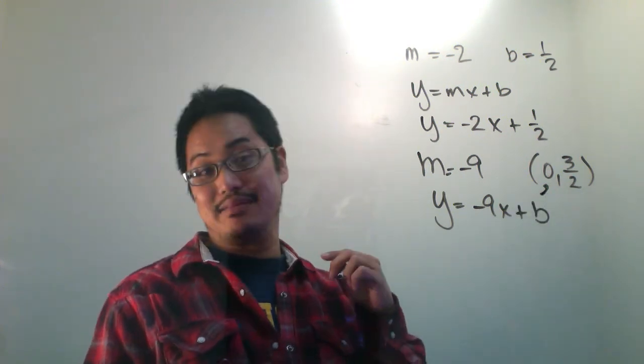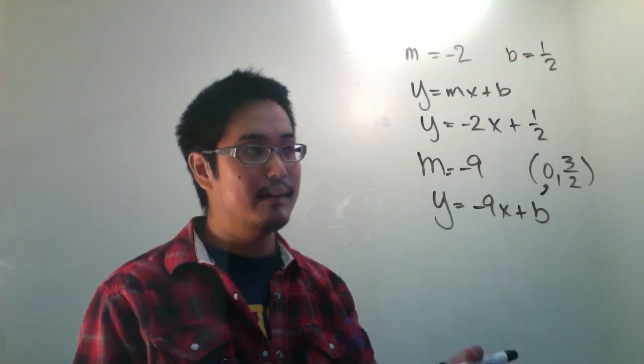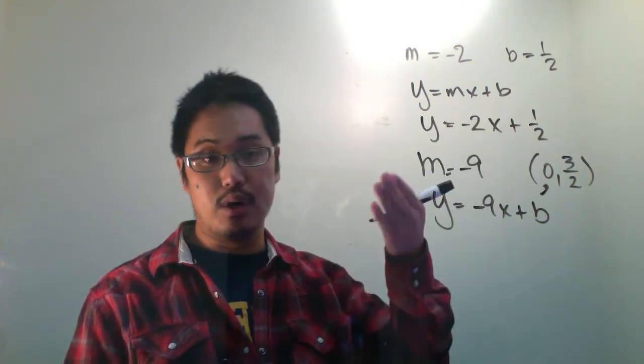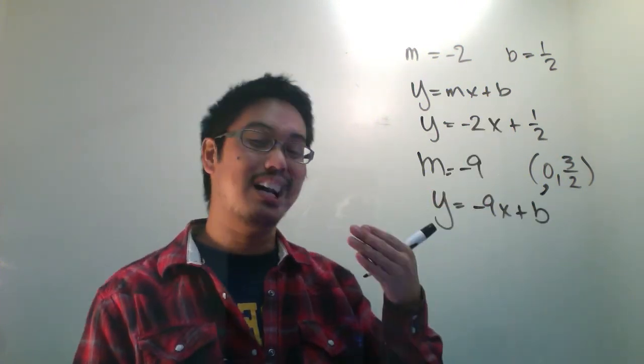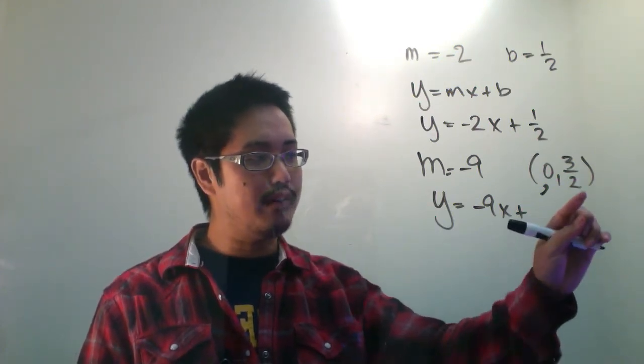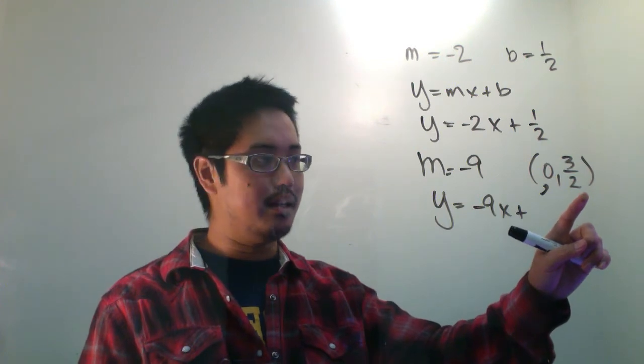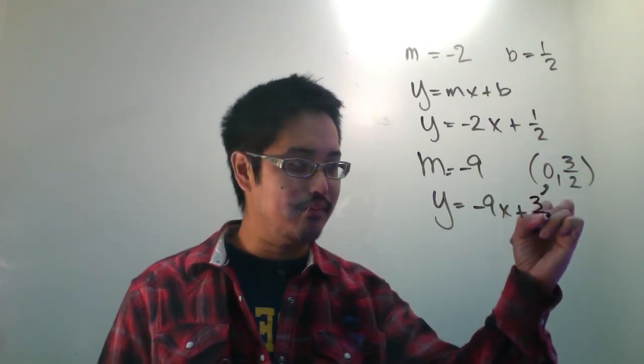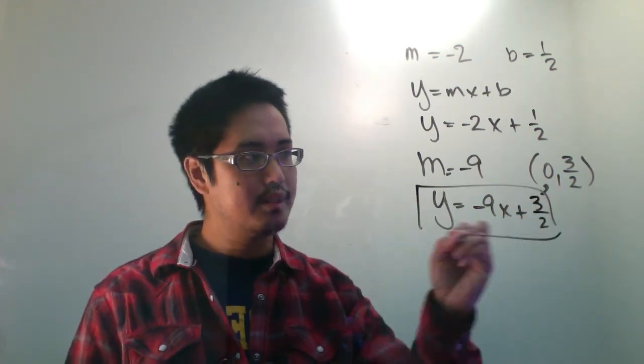Even though I didn't tell you specifically that b was 1/2 or b was 3/2, I kind of did. So instead of b, I'm going to put the y value, the intercept when x equals 0, so I have 3/2. So that's my answer for that one.